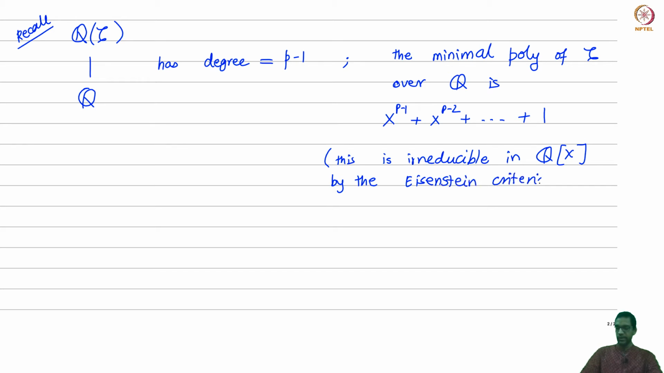Okay, and it involved a little bit more. One had to sort of replace x by x plus 1 and do little trickery there. But anyway, it came from the Eisenstein criterion. Okay, good. So that's the first problem.